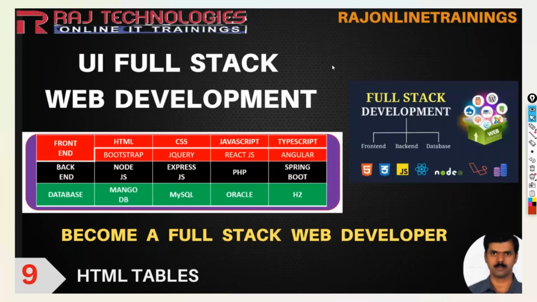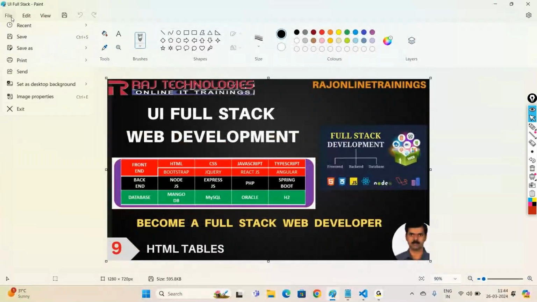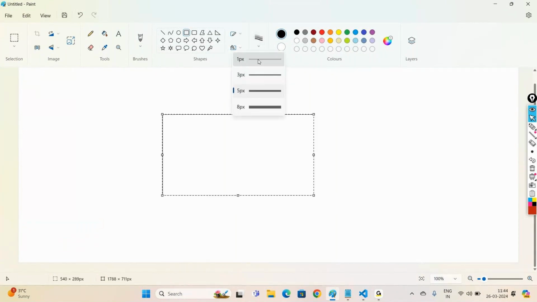In the series of UI Full Stack Web Development, today let us go with one more very important topic under HTML, that is how to create tables. Now, let us understand what is the meaning of a table. So, a table is what? It's a collection of data in the form of rows and columns.